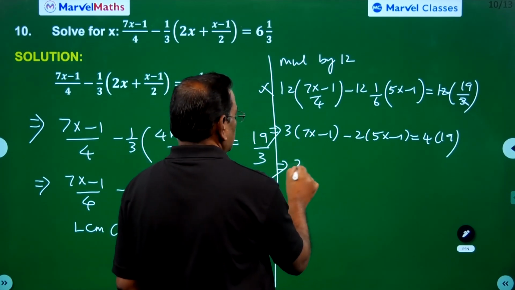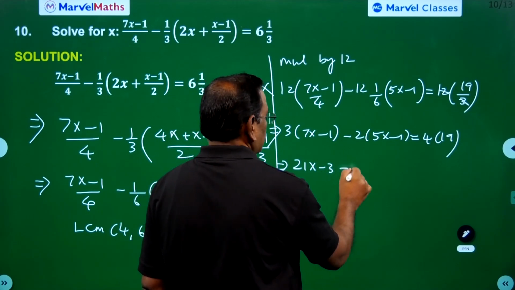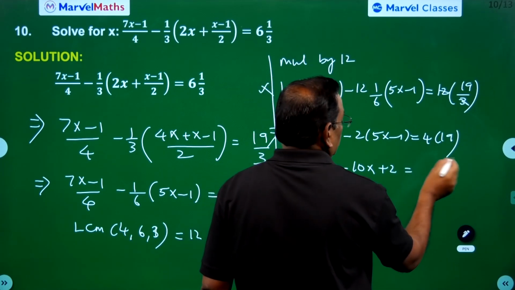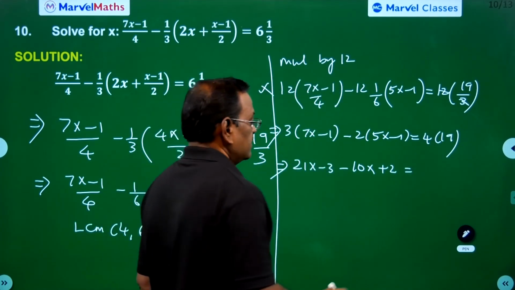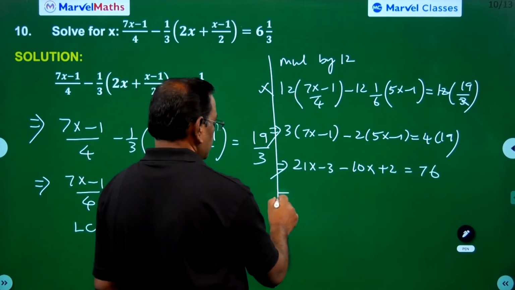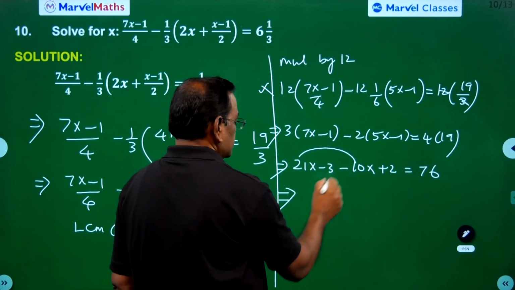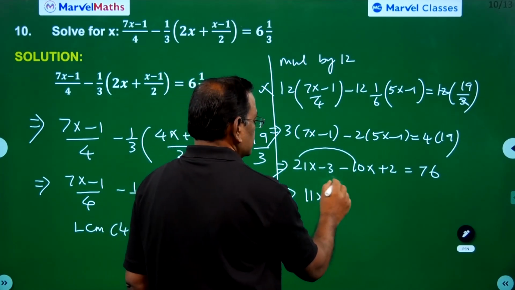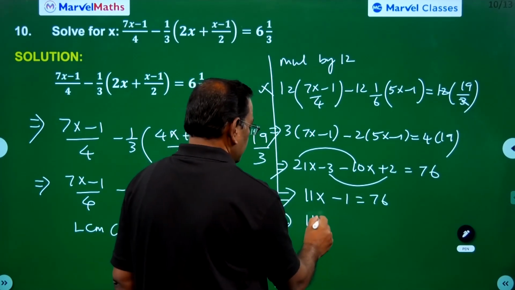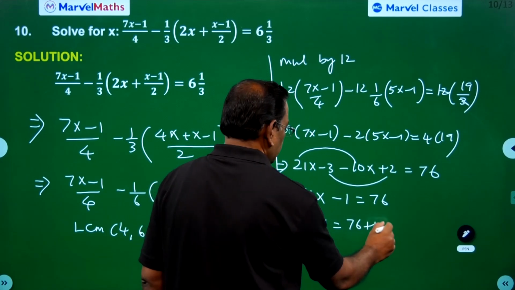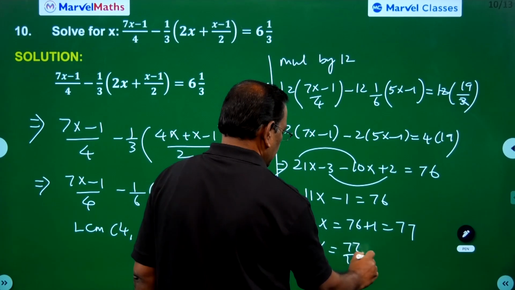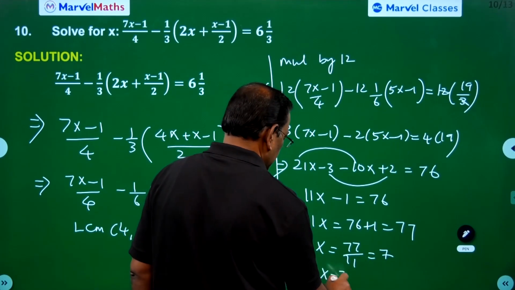So this is 21x minus 3 minus 10x, minus into minus plus 2, equal to 4 into 19, 76. Okay. So which is equal to 21 minus 10, 11x minus 3 plus 2 minus 1 equal to 76, which implies 11x equal to 76 plus 1, 77. So what is x equal to? 77 by 11 equal to 7. The solution is x equal to 7.